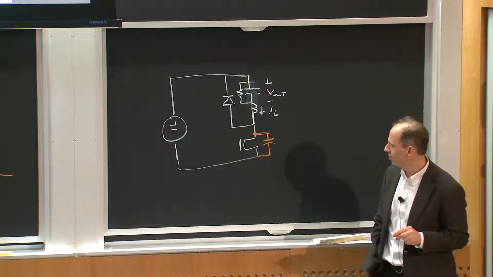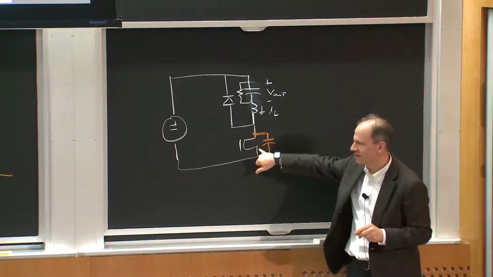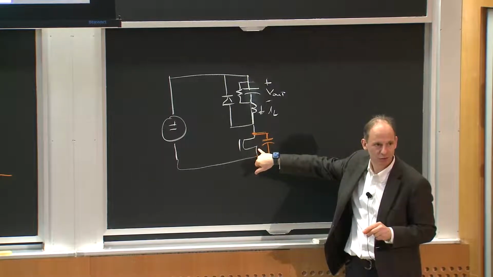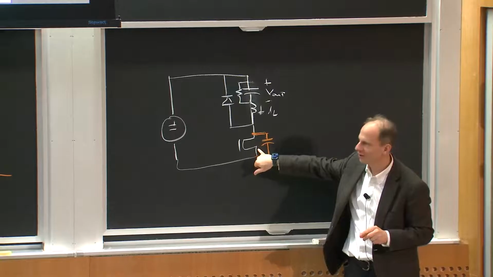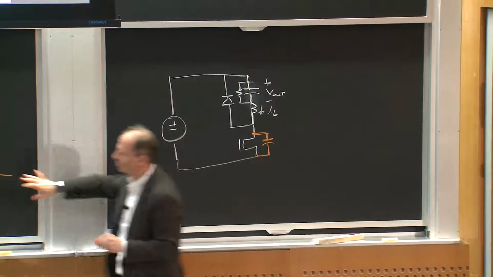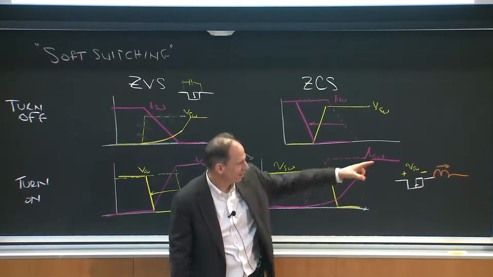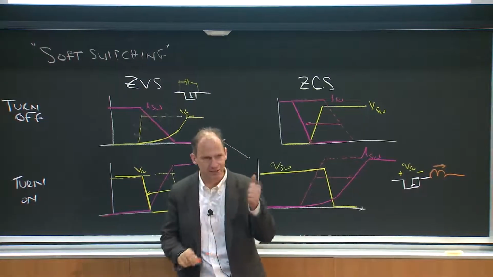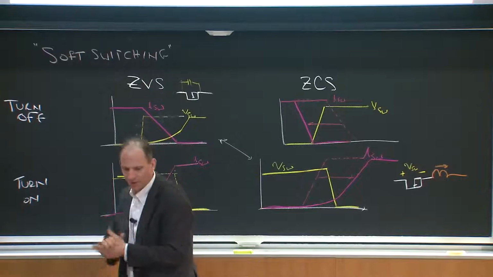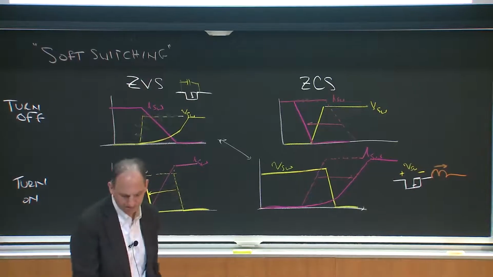And I'll remind you that a capacitor across the device is just what we need to get zero voltage turn off, right? So we're going to do this trick because I've put a capacitor across the device. So if I see a design with a capacitor across the device, I think, yeah, I'm probably doing zero voltage switching. So how does this thing work?